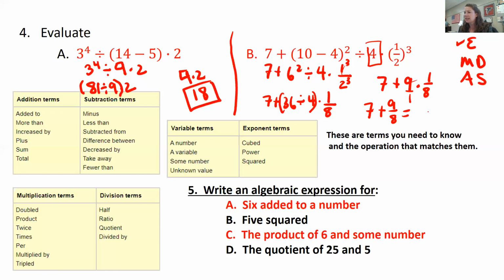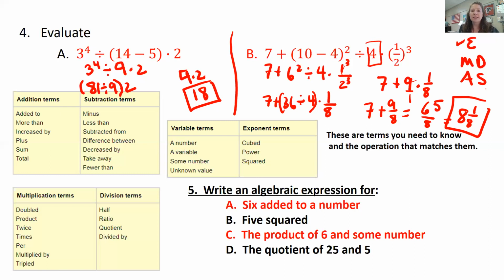So 65 over 8. Well, of course, 8 will go into 65 8 times with 1 left over. So that's my answer. I don't think I wrote that problem down. I wasn't supposed to get a fraction, but I think I did it right. 36 divided by 4 is 9. 9 times 1/8. Okay, so we're going to leave it alone.